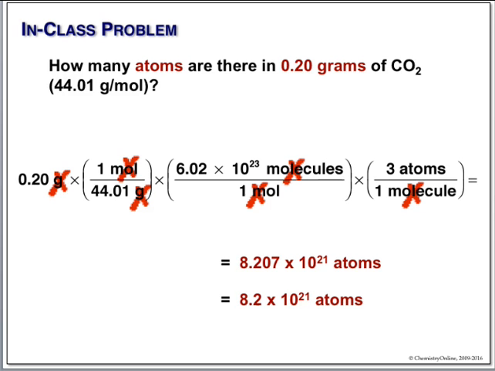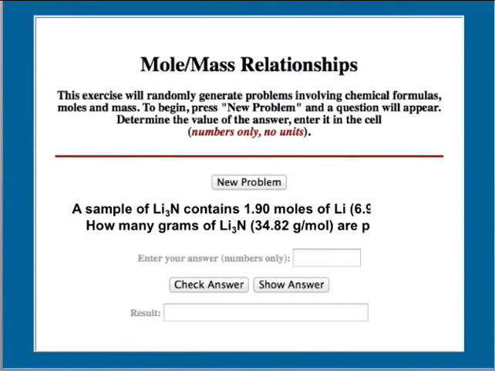Now our third tutorial kind of combines everything that we've talked about so far. Mole ratios and these very simple calculations. This is mole mass relationship. Here we're given a compound, lithium nitride. We're told that this contains 1.9 moles of lithium. We want to know how many grams of lithium nitride there are.